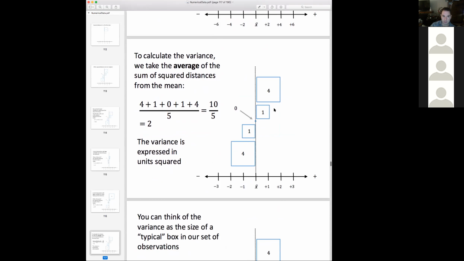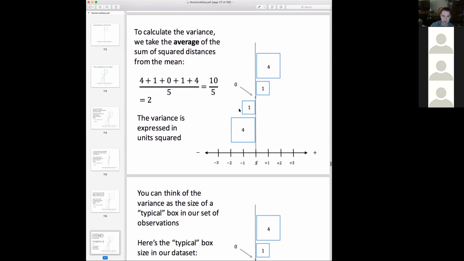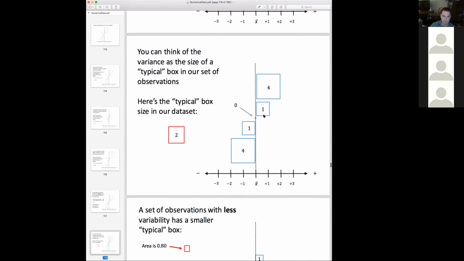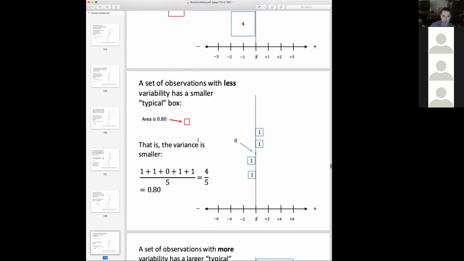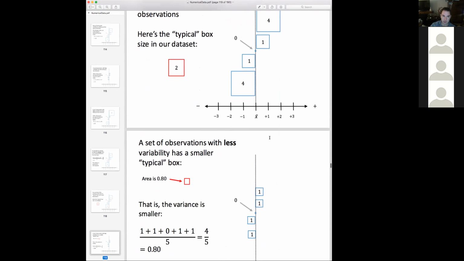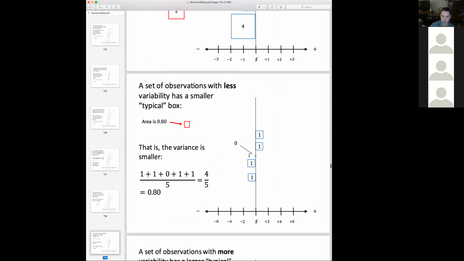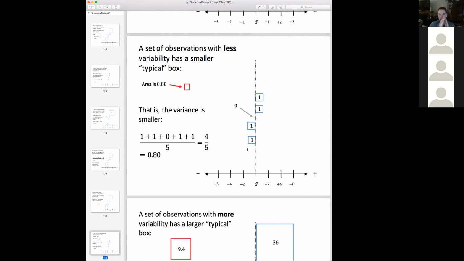Here, as you can see, you have an equal amount on the right and the left. You have a 4 and a 1 and a 1 and a 4 on the left. So your variance is actually small. Your variance here is 2 because they're both equidistant on each side. And here the variance is even smaller because you have smaller numbers. So basically what the variance is telling you is how spread apart your data is from the mean, the central value.